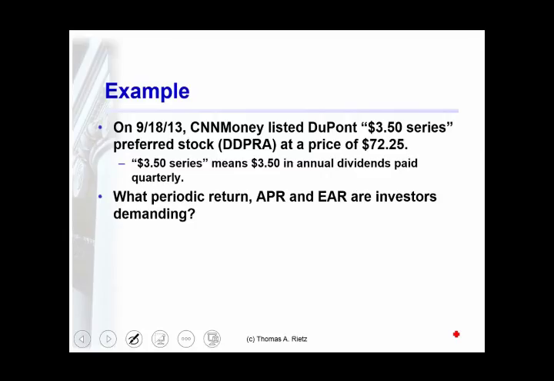$72.25. What does that tell you about the return investors are demanding on the stock today? The first thing we're going to do is compute the quarterly dividend. If they pay out $3.50 a year, every quarter they pay out a fourth of that. That's 87.5 cents per quarter.